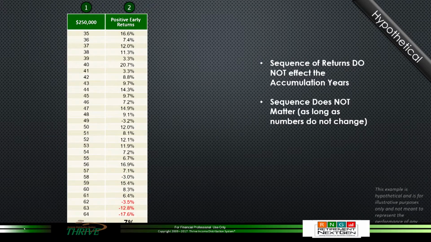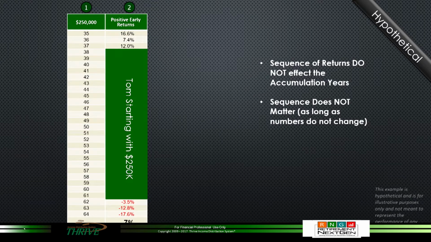Now what I've done in column 2 is I've created positive early returns. You can see the pattern or order of returns, where in the last 3 years of this pattern I had some really bad rates of return. The average of those returns when I average the 30 years out is 7%. We're going to start here with Tom, and that accumulates to $1.9 million, a pretty good sum of money.